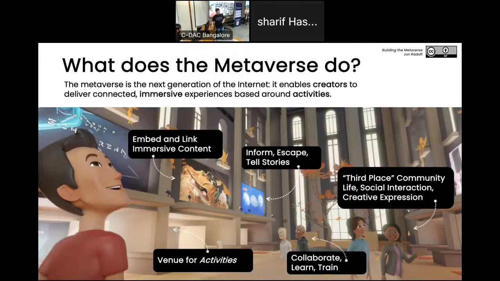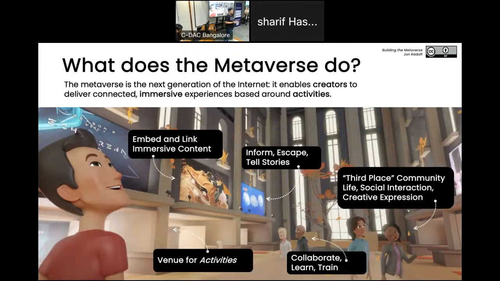Now we come to the metaverse part of things. So what is a metaverse? We talked about Web3 as the next form of internet. Now the metaverse, according to me, is the next form of social media, a more immersive way of interacting on social media.